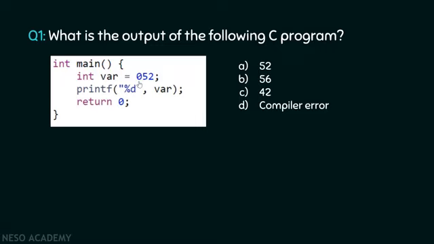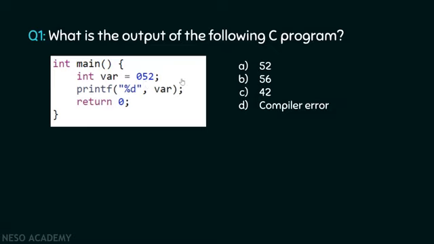When we place a 0 in front of any value, then that value is treated as an octal value and not a decimal value. Please note this down. This is very important. What are we trying to print here? We are trying to print a decimal value, right? But what are we providing to this variable? We are providing an octal value and we're trying to print it.